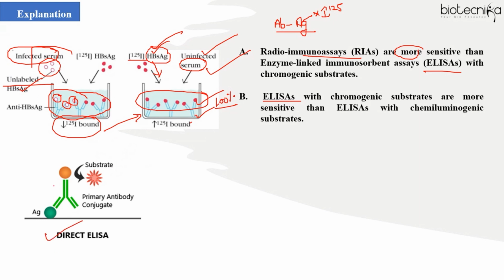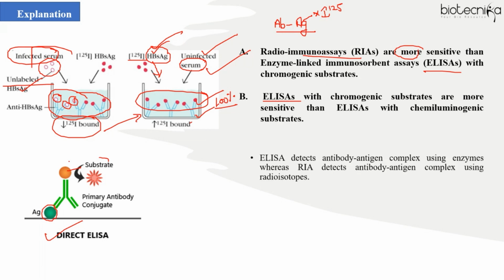Here you can see an example of direct ELISA, where the antibody is specific for the antigen. Again, here we use a multi-well plate. We add the patient sample containing antigen. You add the antibody specific for it, and that antibody is conjugated with the enzyme. Now you add a substrate, so the enzyme catalyzes the conversion of substrate into a colored product.